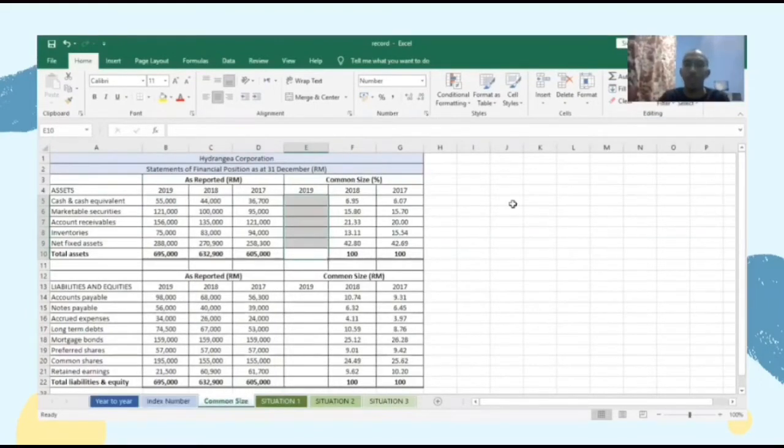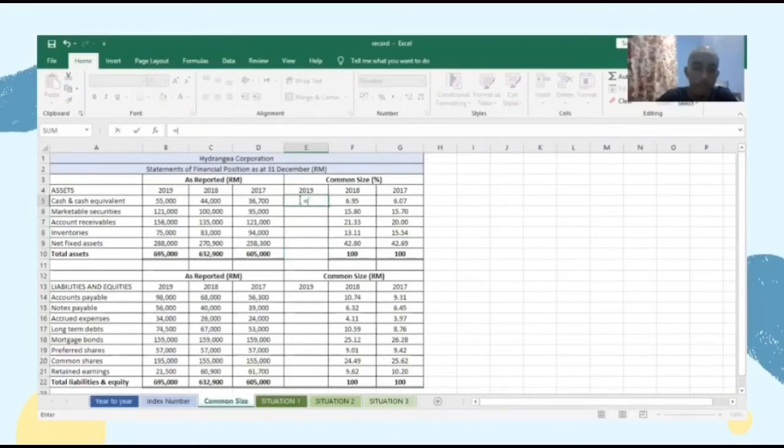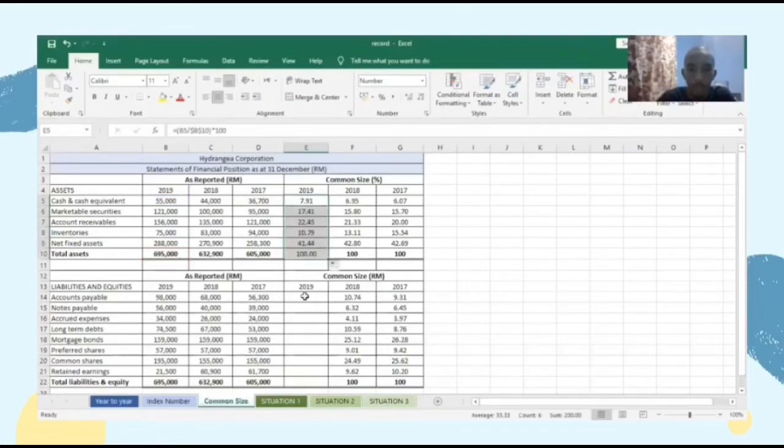Common size analysis. All balance sheet items are divided by total assets for assets and total liabilities and equities for liabilities and equities. So let's recalculate. Equal, open bracket, the amount divided by total asset. Make sure to lock the total asset cell. Close the bracket. Times with 100. Then enter. Double click to get the rest of the answers.